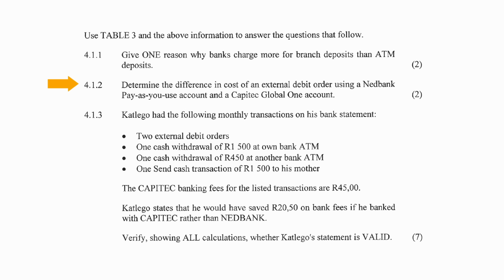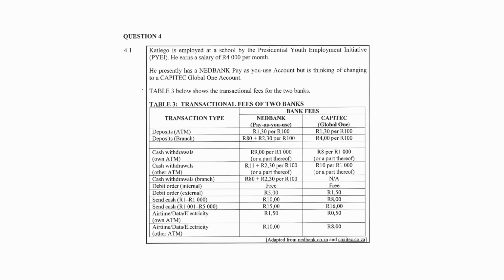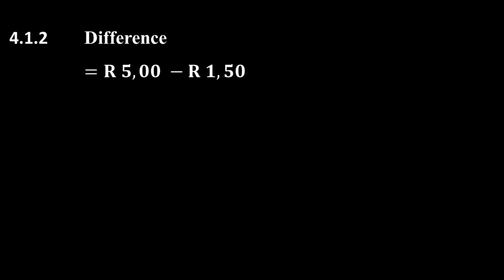In question 4.1.2, you have to determine the difference in the cost of an external debit order using a Nedbank pay-as-you-use account and a Capitec Global One account. From the table, the cost of an external debit order using Nedbank is 5 Rand, while the cost of an external debit order for Capitec is 1.50 Rand. The difference in cost between these 2 bank accounts is 5 Rand minus 1.50 Rand, and this equals a difference of 3.50 Rand.